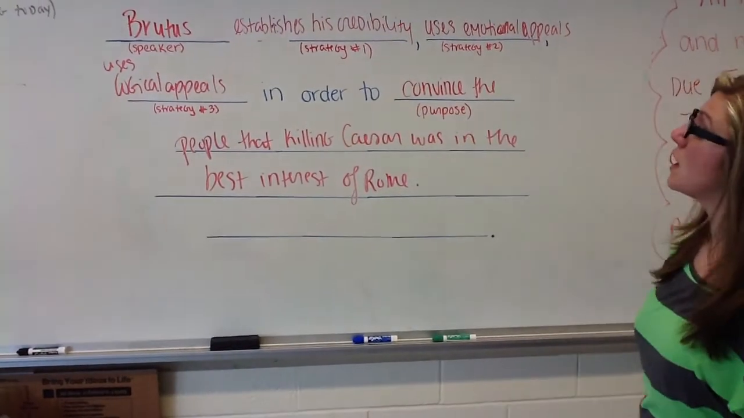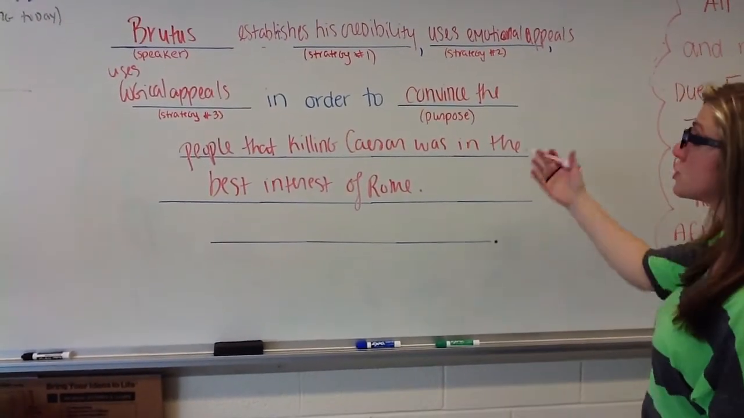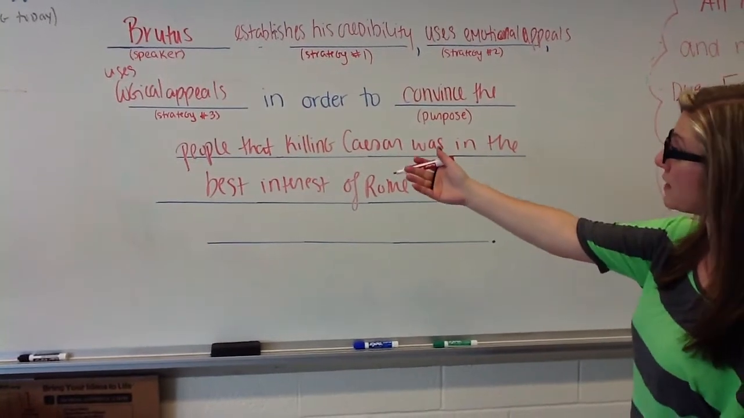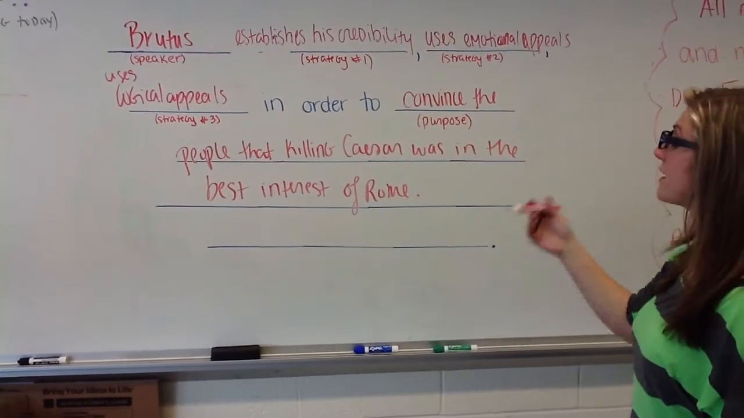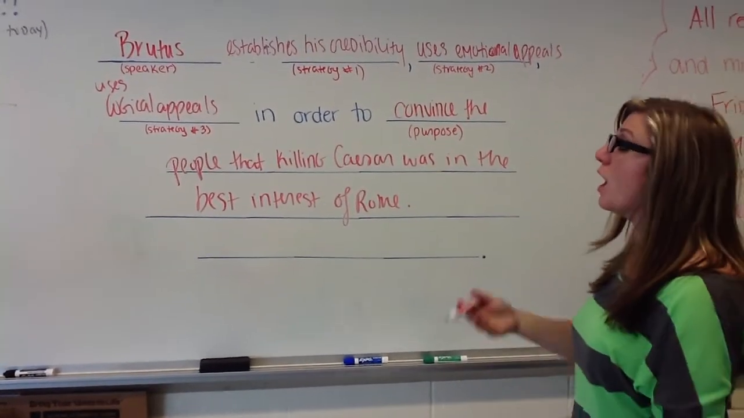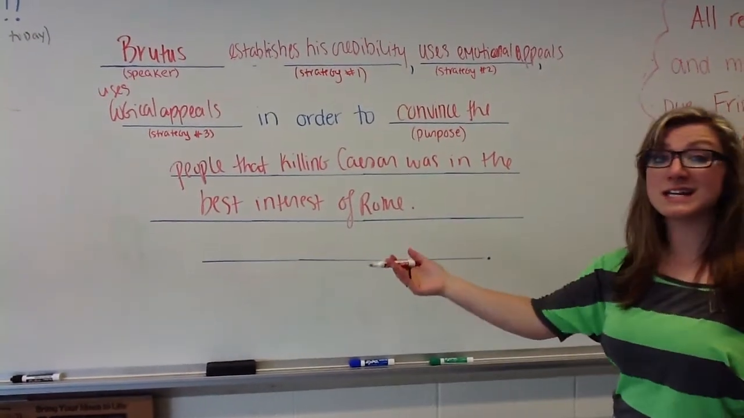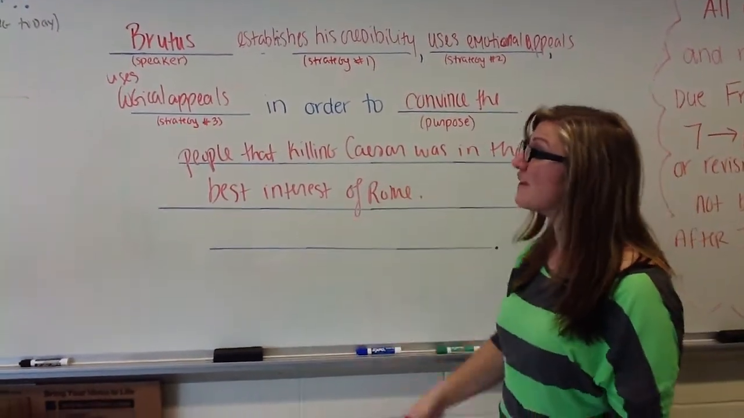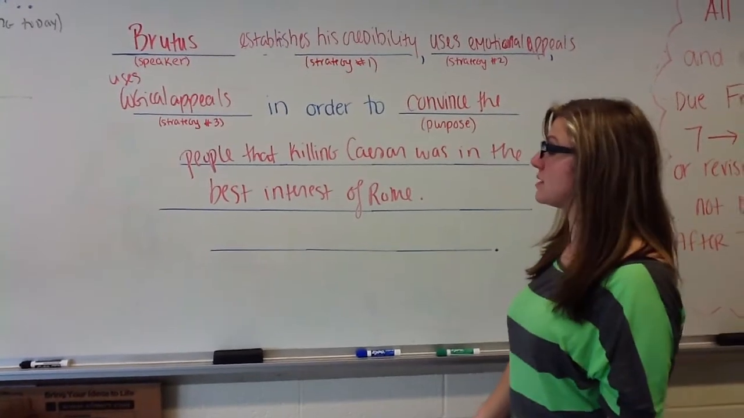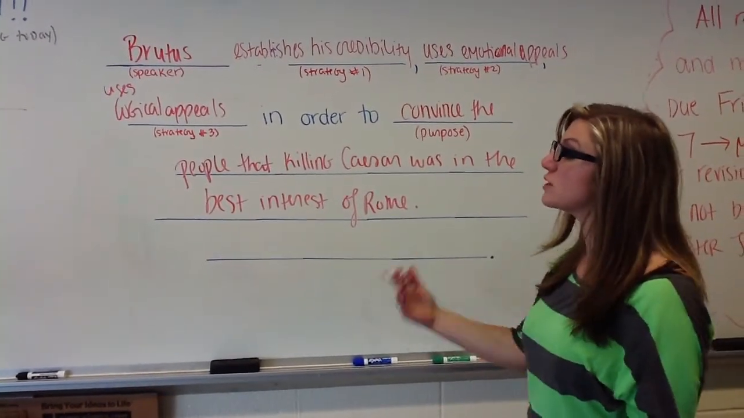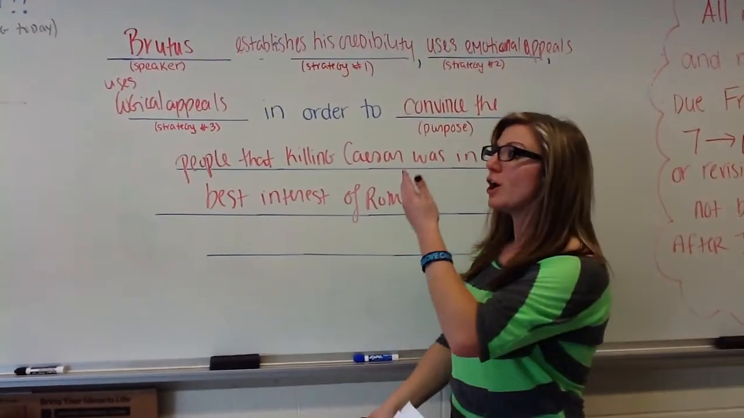So Brutus establishes his credibility, uses emotional appeals, and also uses logical appeals in order to convince the people that killing Caesar was in the best interest of Rome. Here is a perfect model of how you would create a thesis statement for this particular speech. Your task now is to write your own.